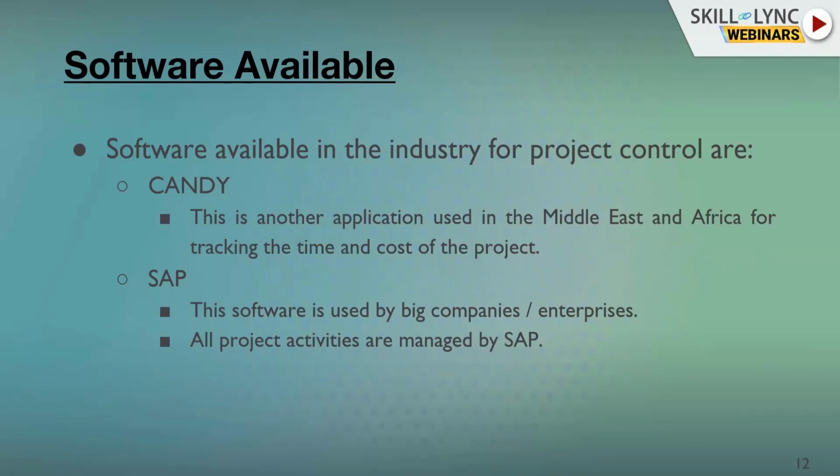Now the next application is SAP. This software is used by big companies and enterprises. All the project activities are mapped in SAP. The big companies, the major publicly listed companies, use SAP. In SAP, they put all the costs, and they can map all expenditure as well, because they do all the certifications, the invoicing, the payments, the time and cost implications. Everything is mapped in SAP.